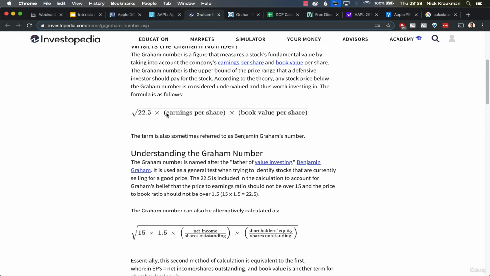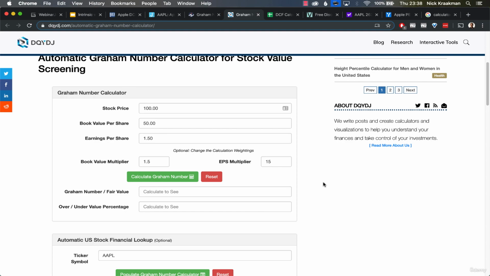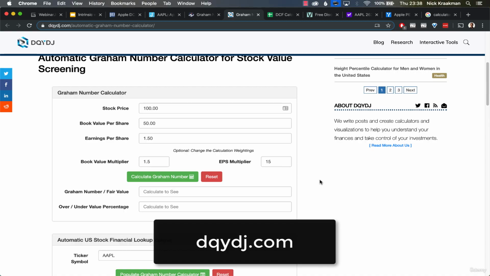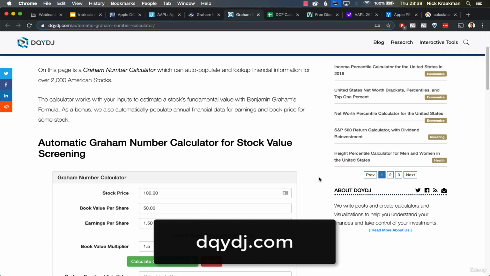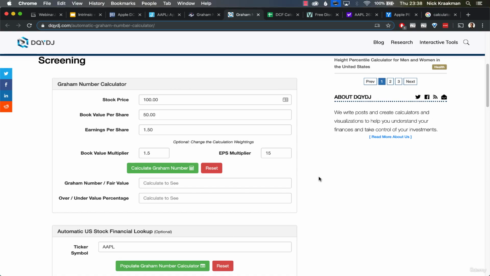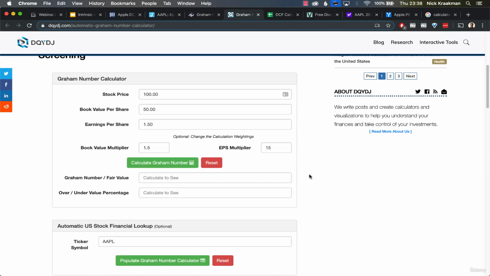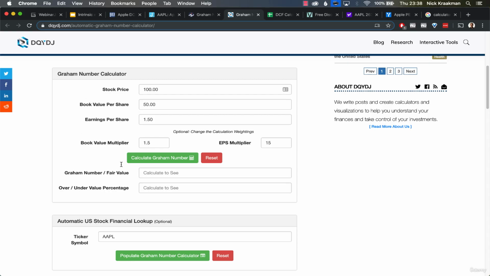It's very easy to do by hand, but I promise you there are automated tools. So there is actually one on this website that is called dqydj.com, which is not a very simple name to remember, so I'll show it as a pop-up on the screen for you. So what do we have here? We have a calculator. It requires the stock price, book value per share, and the earnings per share, and that's it. So you just need to fill in these three fields. Then you can click calculate.